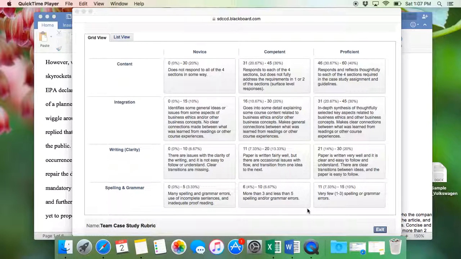So hopefully that's helpful for you to understand what to expect in the rubric. Let me know if you have any questions or concerns.